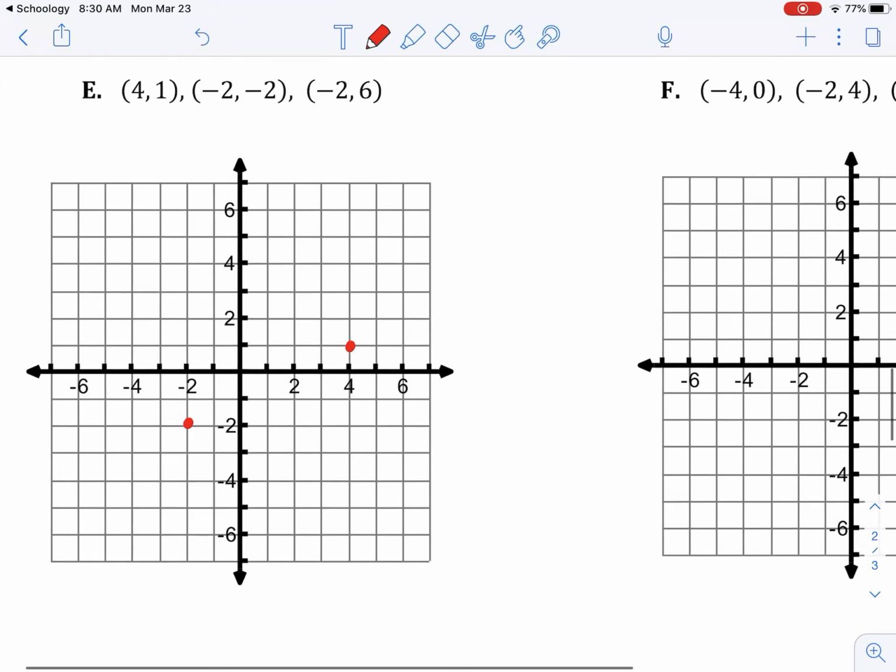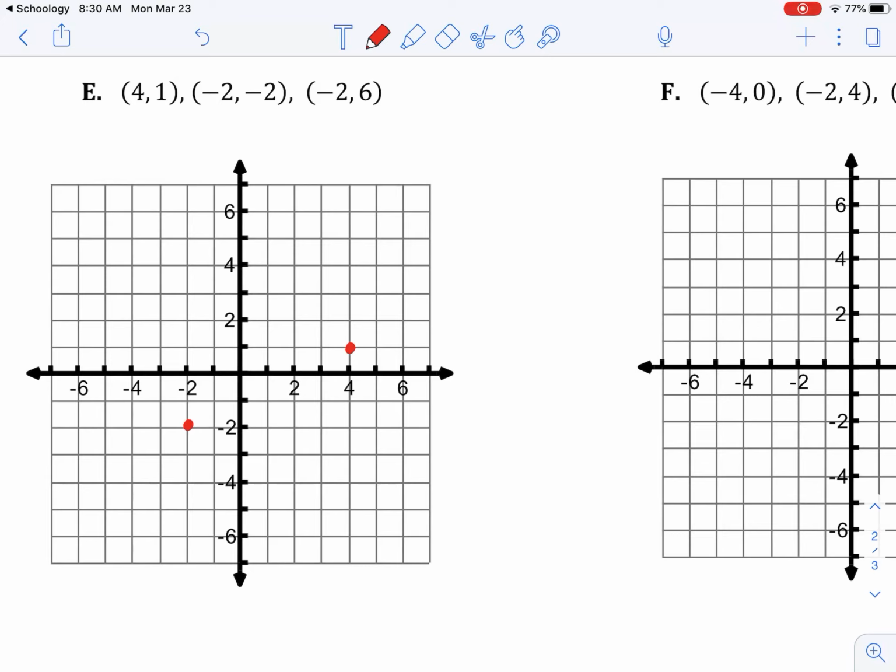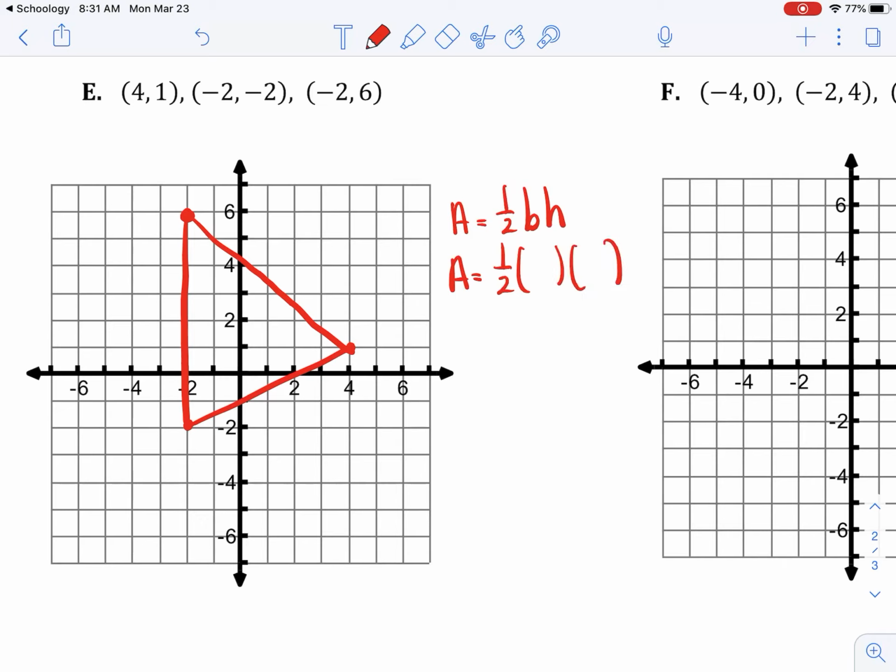Graph your points. Connect these 3 points. Notice it's a triangle. Area equals 1/2 base times height. I need the base and I need the height. I'm looking for a vertical or a horizontal piece for my base. I see a vertical piece, so that's going to be my base there. I can count it right now. 1, 2, 3, 4, 5, 6, 7, 8.